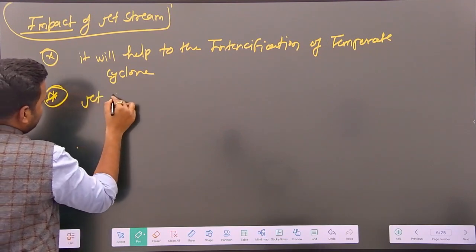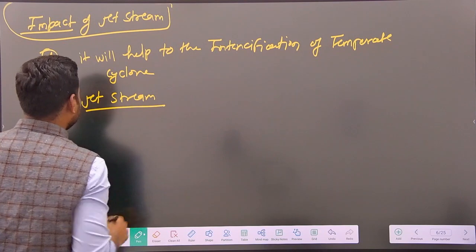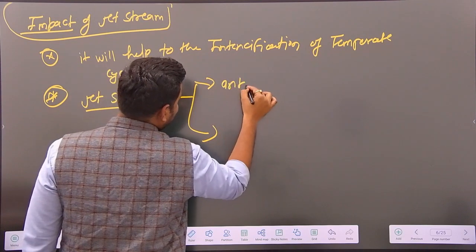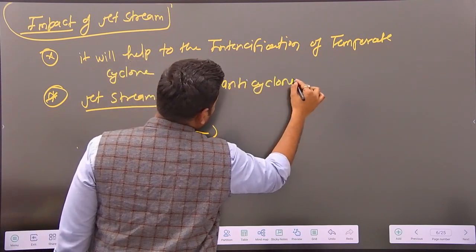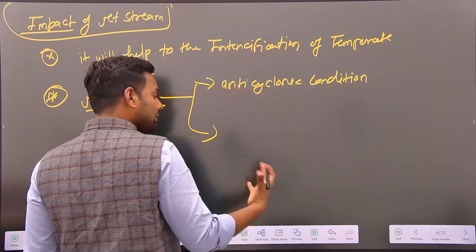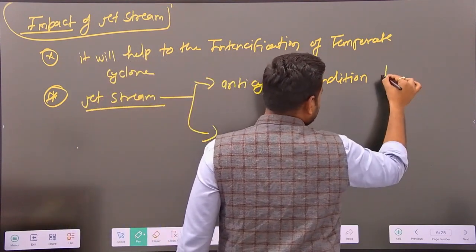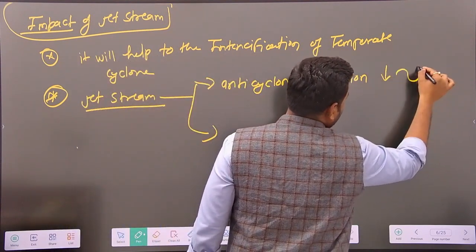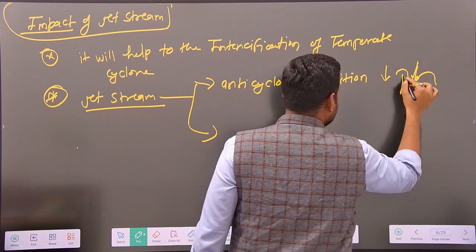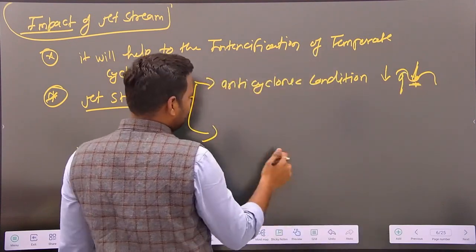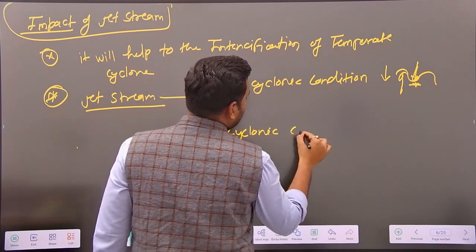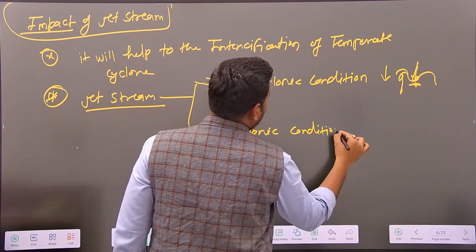And the second thing: due to the effect of jet streams, in some areas there is a development of anticyclonic condition, where the cold air subsides. Where there is a horizon of warmer air, there is a development of cyclonic condition, not cyclone, cyclonic condition.